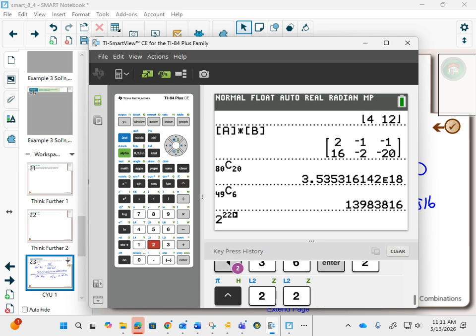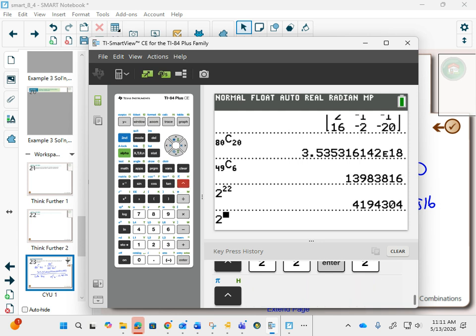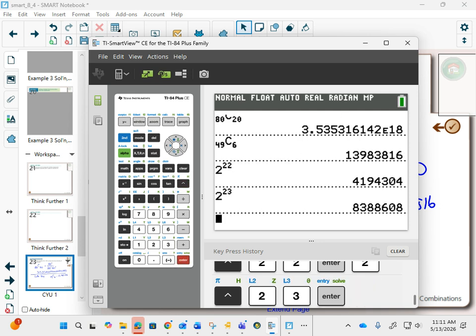2 to the power of 22. 2 to the power of 23. 2 to the power of 24. Finally, it's bigger. It is easier to guess flipping a coin 23 times in a row than it is to win the lottery.